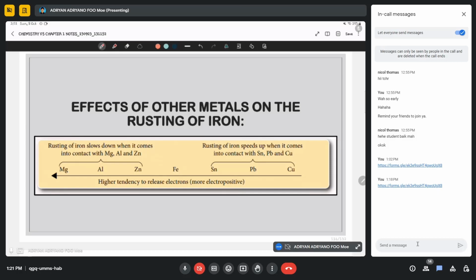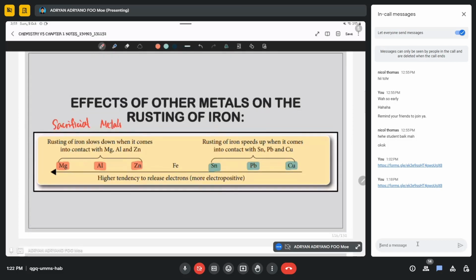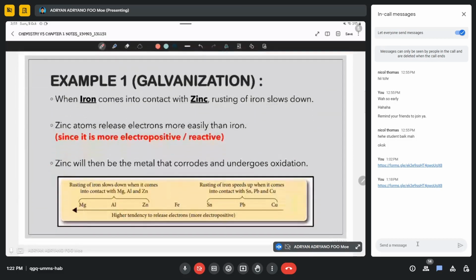I memorized that. Why do I memorize this? Because I need to know that whenever the metal is more reactive than iron, it will slow down rusting, because it becomes a sacrificial metal. Later we will talk about this. They will become sacrificial metals. Whereas for this one, Sn, Pb, Cu, right? What is the situation here? Sn, Pb, Cu. This one they will speed up. You see? It speeds up the rusting. Okay, later we will explain why.